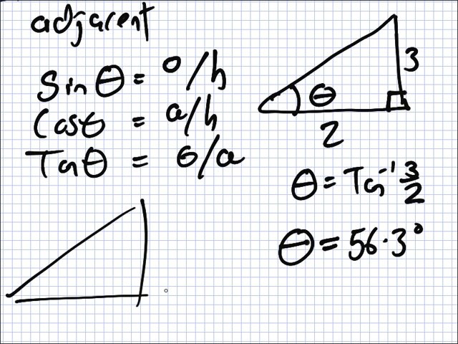Now, what about this triangle? I'm going to put the theta here. I'm going to say this is 3, and this is 5. And I want the theta, and I want it in radians this time, so you need to put your calculator in radian mode. Also, do we use sine, cos, or tan here? Cos. Adjacent. Yeah, okay, give me the theta here in radians.